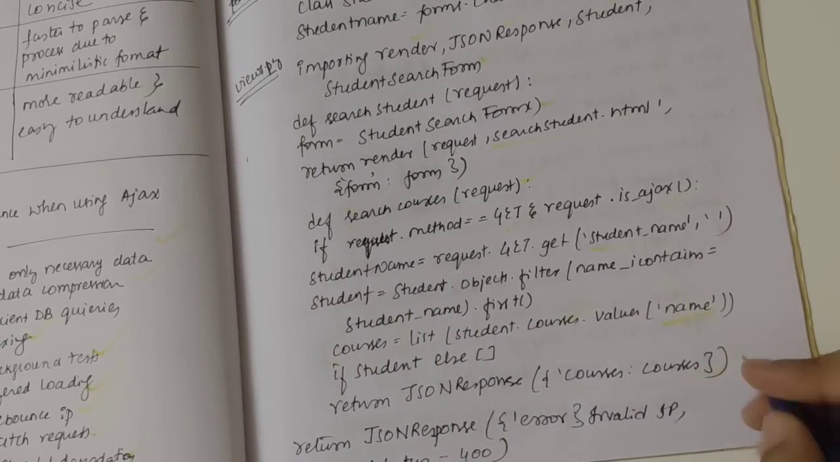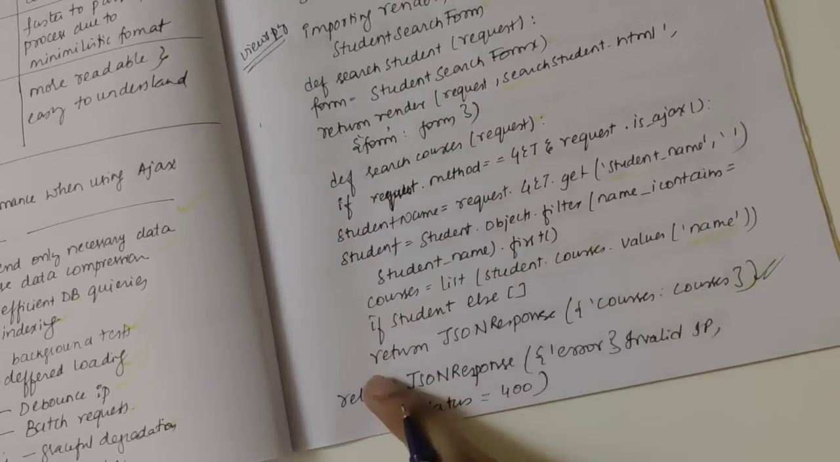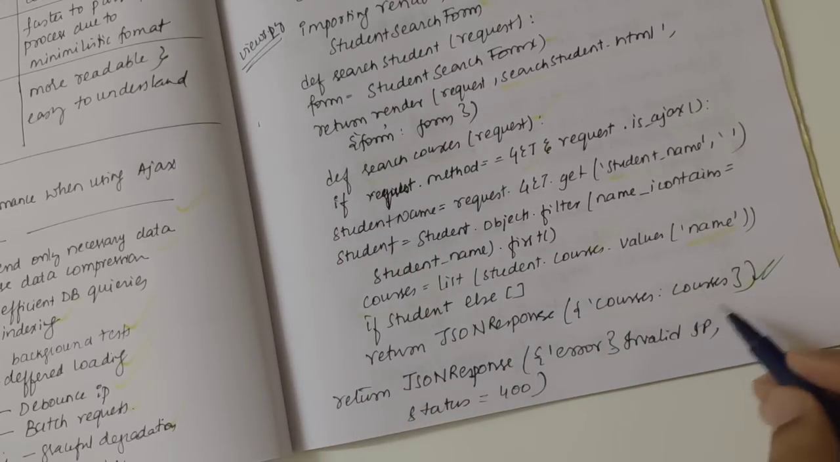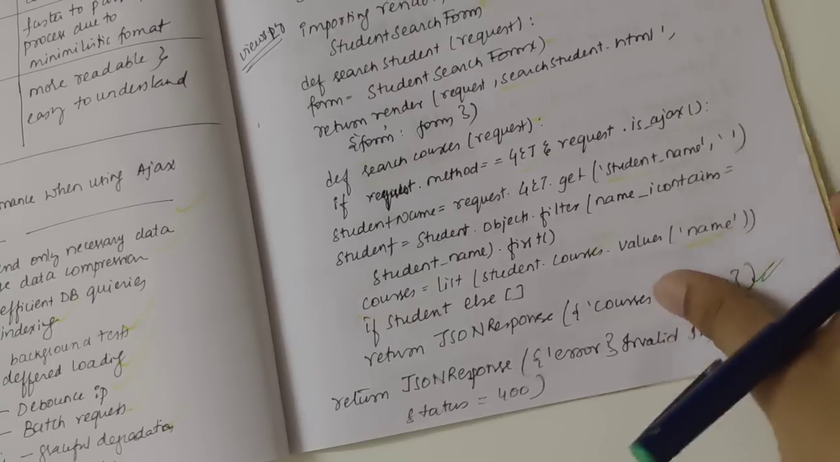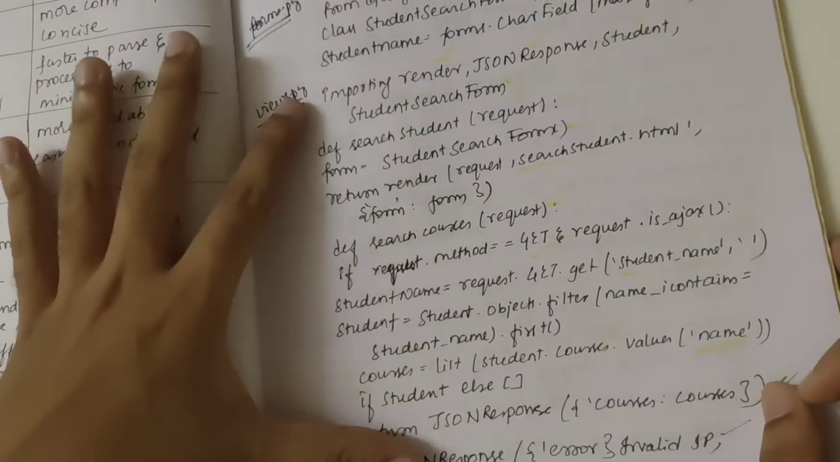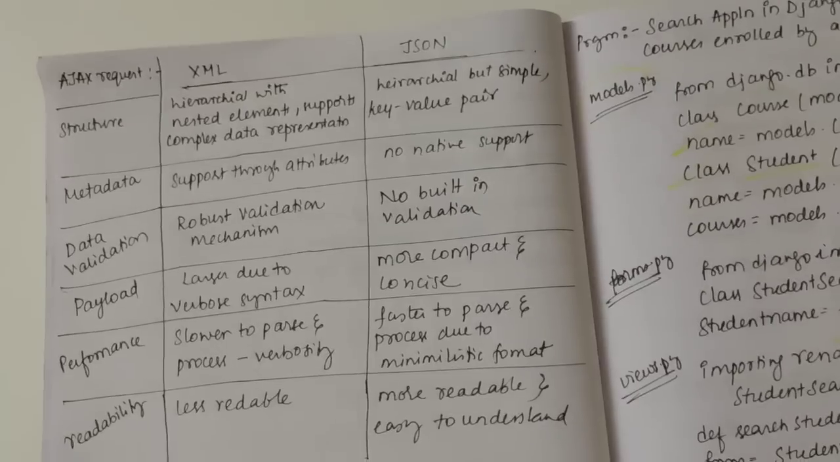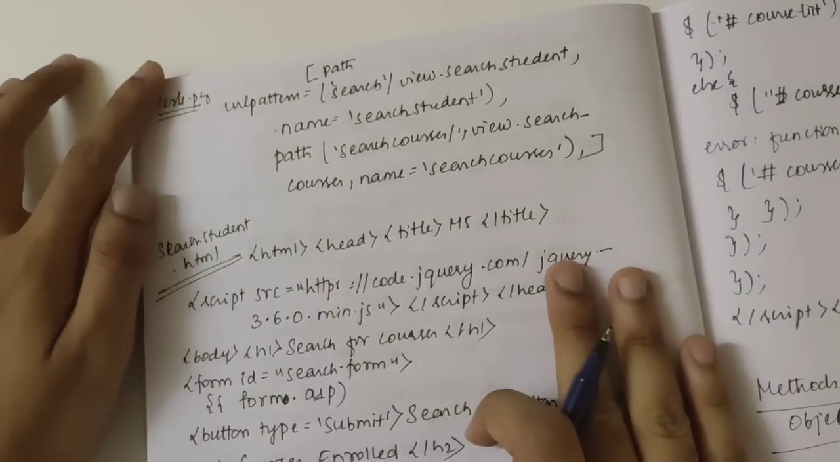And in this part, if the condition fails, then return JsonResponse with error, invalid info, and status is equal to 400. So we have understood how the view part works. Moving on further, we have the URLs part.